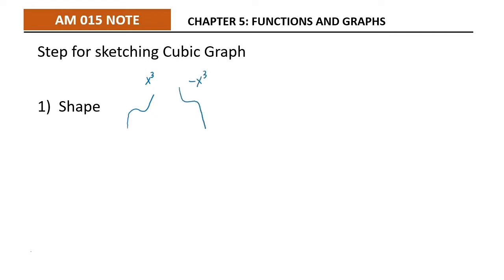The other one is when there are three x in the function, x times x times x. So this is a positive graph. Again, it starts from below to above. The other one, negative x, starts from above to downwards. So for a positive graph, it is always upward, and for a negative graph, it is going below, going down.